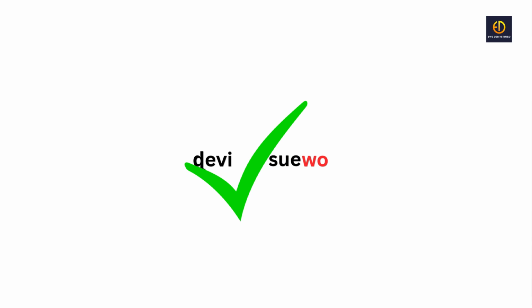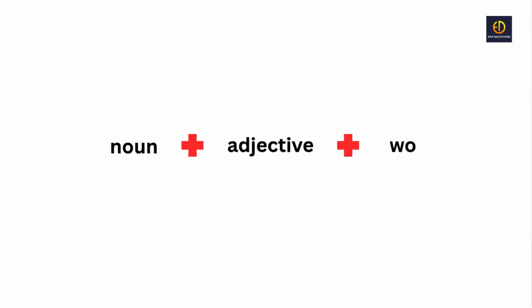Notice what happened. The wo moved to the end after the adjective. So the structure becomes the noun plus the adjective plus the final wo.